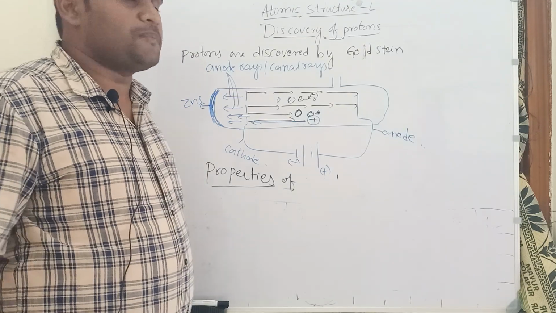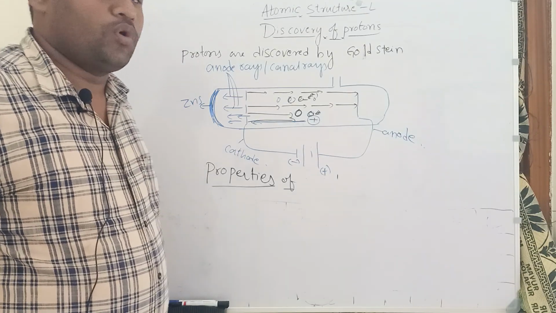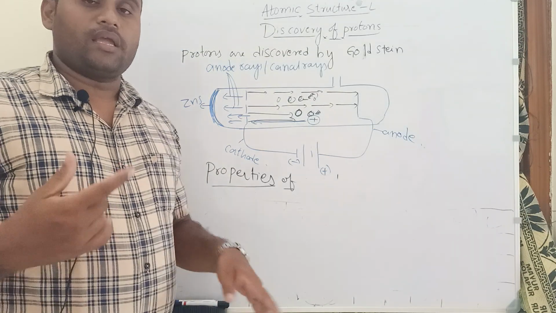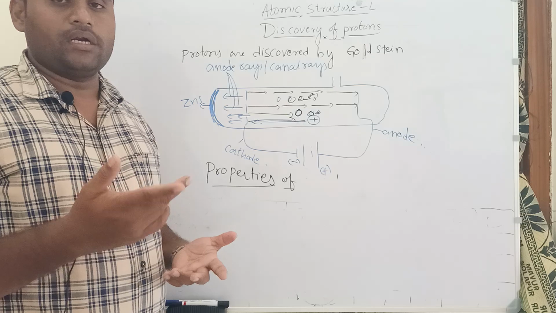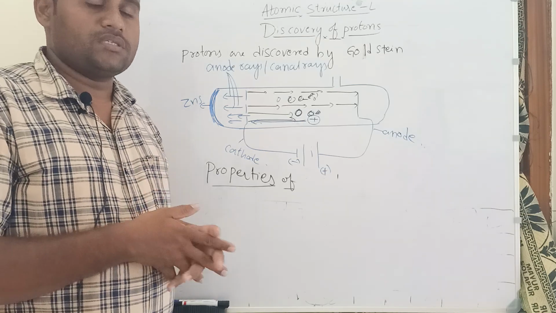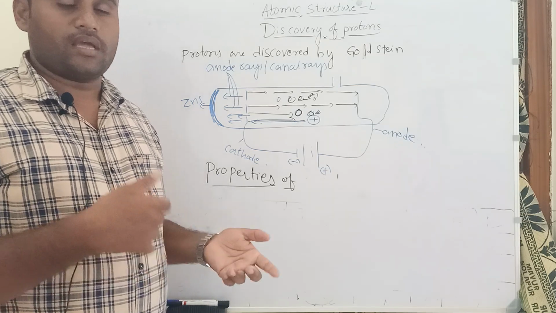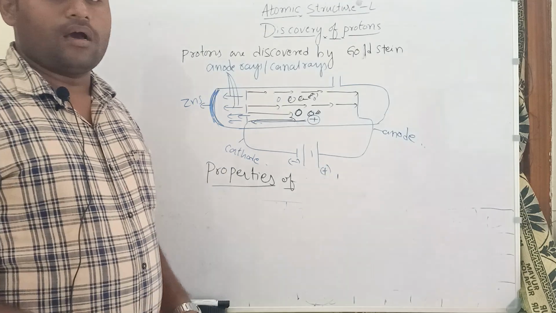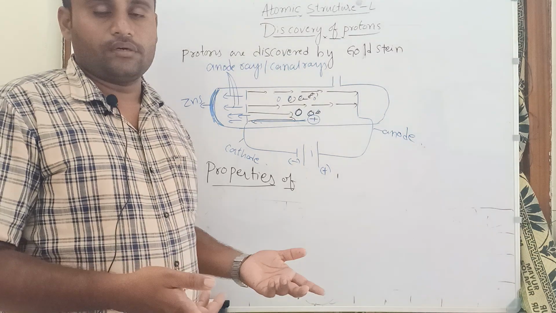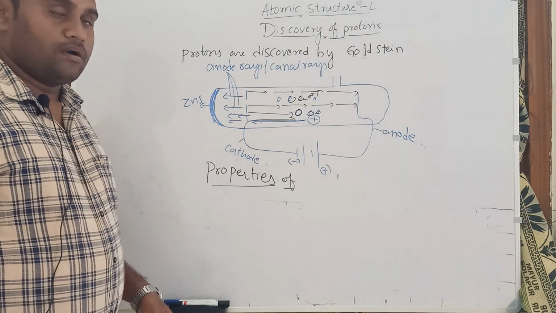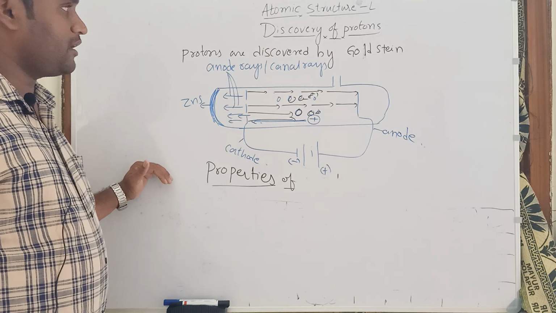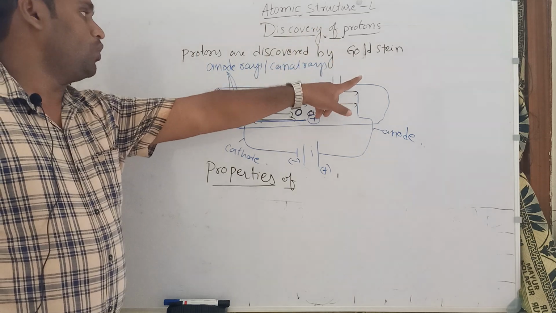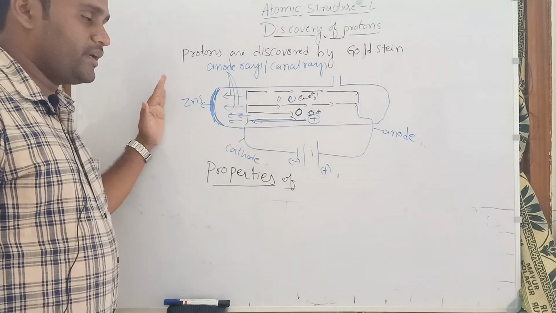So here I am going to explain about discovery of protons. In the last lecture I have explained about discovery of electrons, properties of cathode rays, calculation of charge of the electron, specific charge of cathode rays, and also the mass of the electron. Everything I explained. And now in this lecture I am going to explain about discovery of protons. The protons were discovered by Goldstein by using the modified discharge tube.